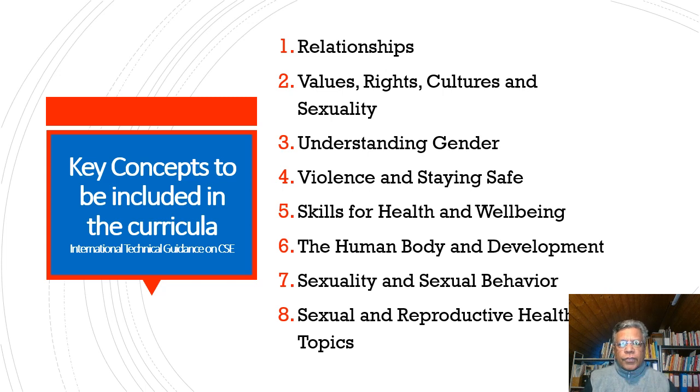The International Technical Guidance on Sexuality Education, which was co-published by a number of UN agencies, including WHO, lists key concepts to be included in curricula for school and community-based comprehensive sexuality education. The concepts are listed on the slide. I will not read them out. Each of these concepts is then broken down further in terms of key points to address, key topics to address, as well as key learning objectives by age and development status. So, for example, understanding gender, you would begin with children and then go to younger adolescents and then to older adolescents. So it's an incremental manner, taking into account stage of development and age.